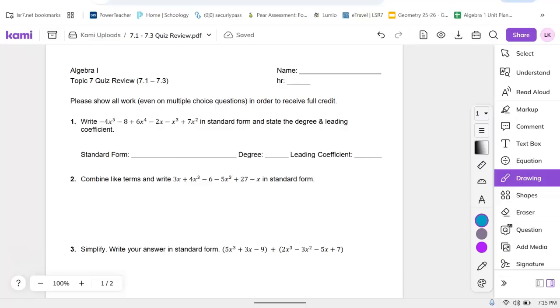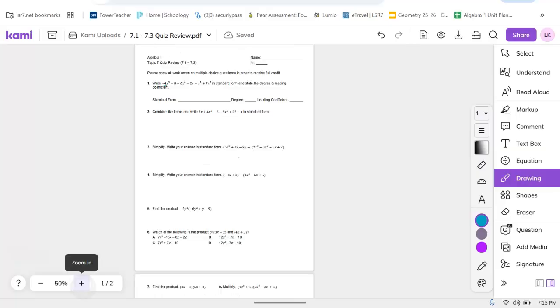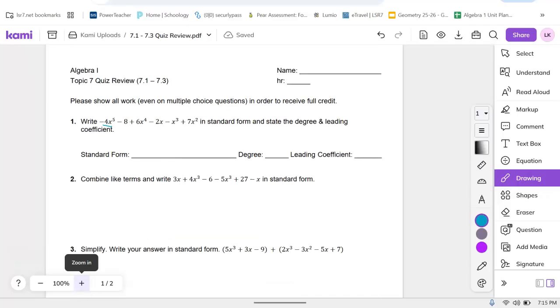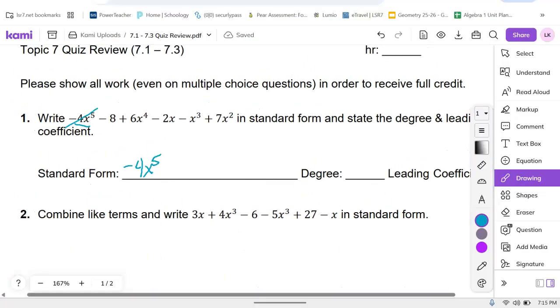So remember, standard form is your highest exponent written in descending order. So my highest exponent is negative 4x to the 5th. So we're going to have negative 4x to the 5th, then I have plus 6x to the 4th, minus x to the 3rd, plus 7x squared minus 2x minus 8.